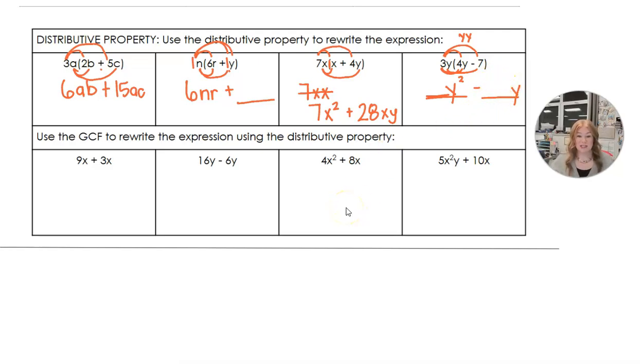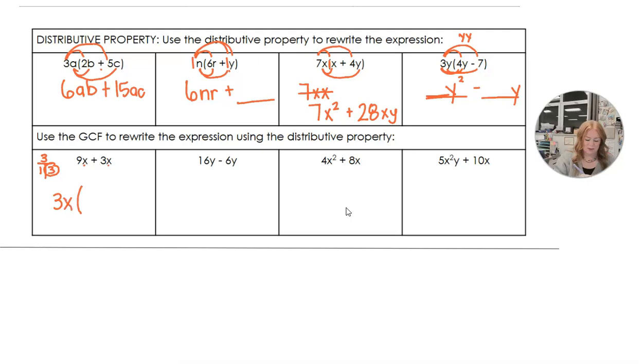Now we're going to use our GCF and we're going to rewrite and pull out what we would have distributed in. So our first one here, we're going to list factors of 3, 1 and 3. And 9 can divide by 3, so 3 is our factor that we're pulling out. But I notice these also have an x in common, right? That's something else they have in common, greatest common factor. So we're actually going to pull out the x. So we have 3x.